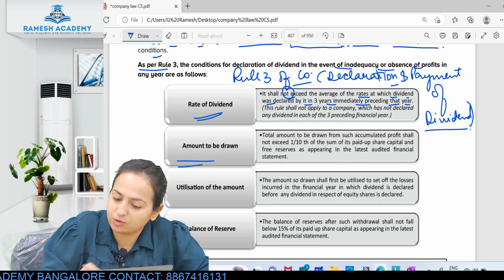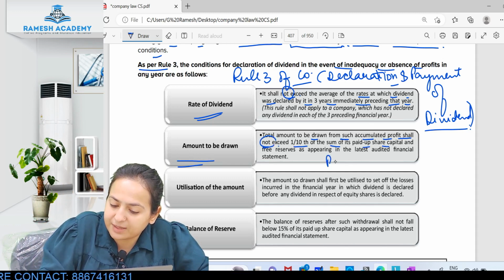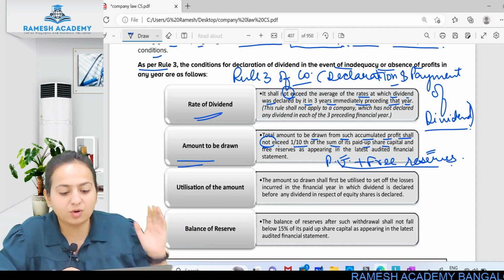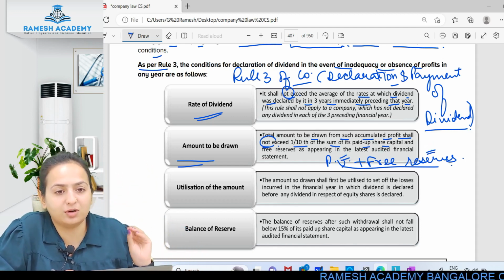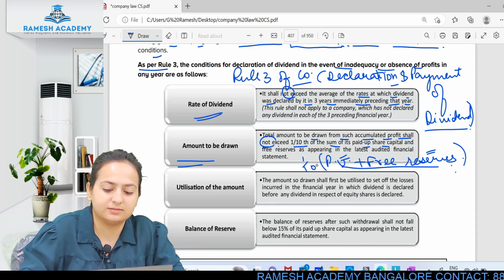Amount to be withdrawn: the total amount to be drawn from such profit shall not exceed 1/10 of the sum of the paid up share capital plus free reserves as appearing in the latest balance sheet. So whatever amount you are drawing from such accumulated profit, it should not exceed 1/10 of this sum, right?